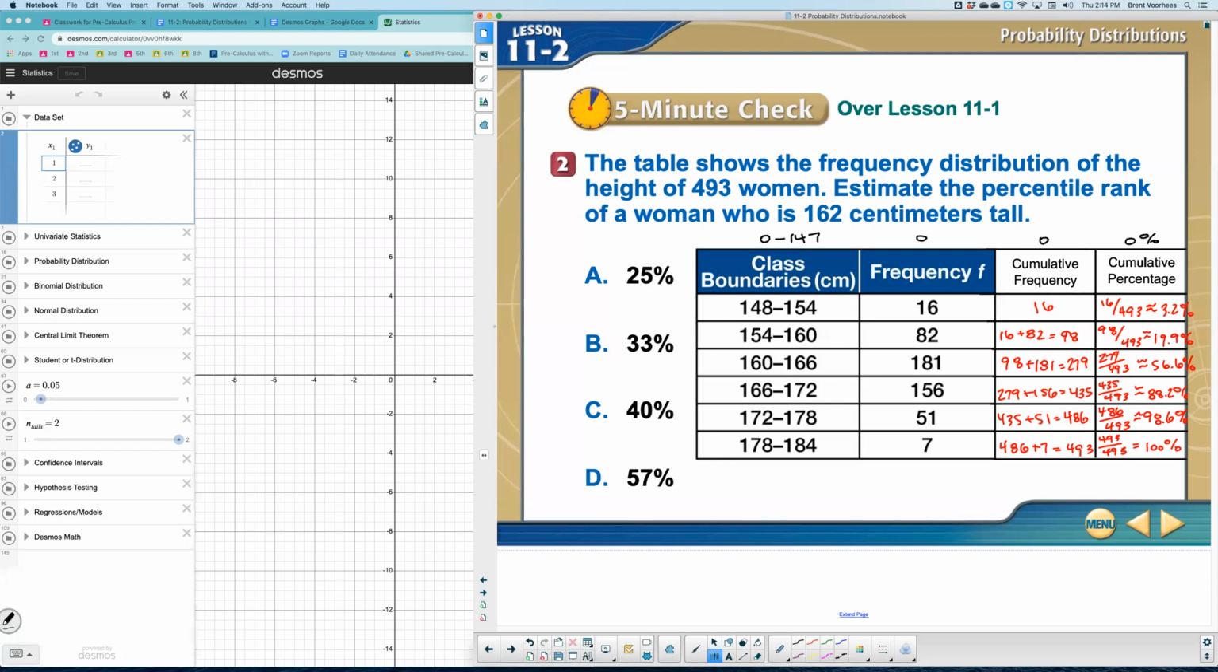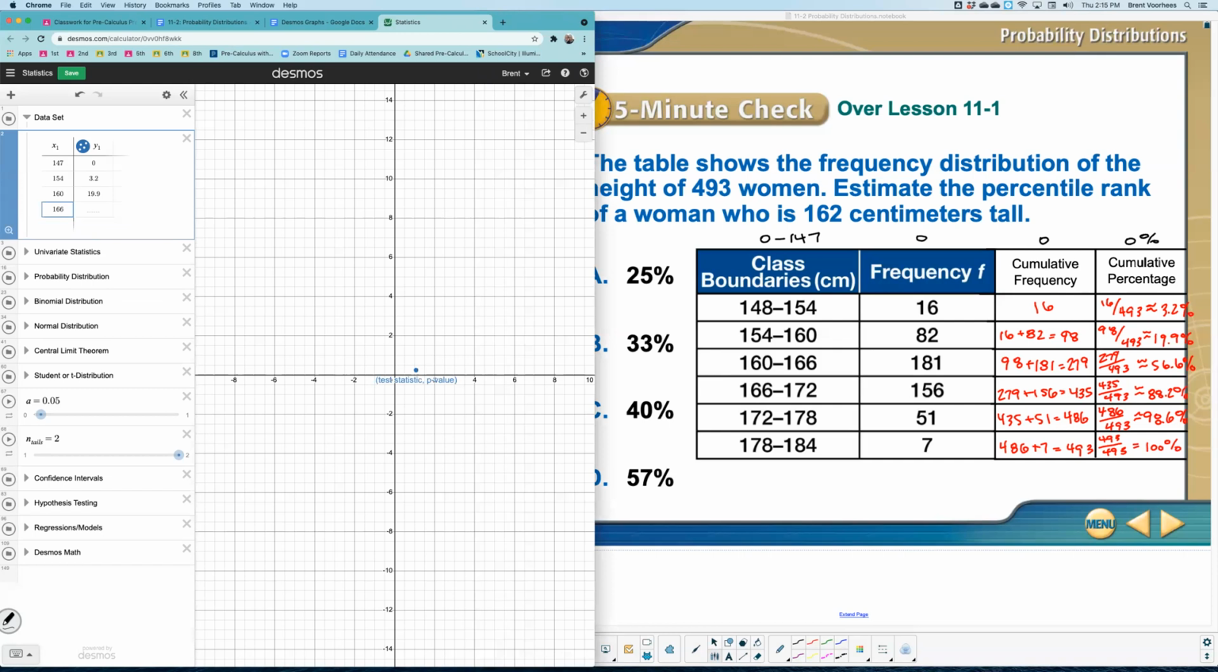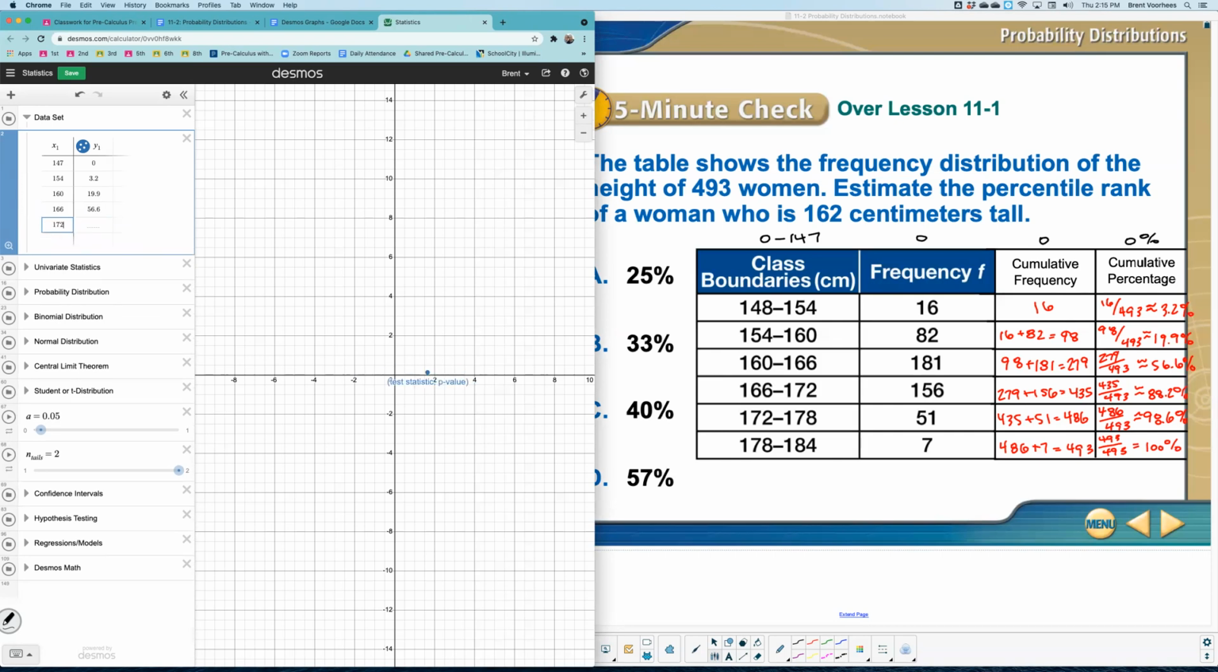And so what I'm going to do, just to kind of get an idea of the graph, is I'll put in, I want to put the right bound on each value. So I'll put 147 at 0. And then the next value would be 154 at 3.2%. Then we had 160, and 160's bound has 19.9%. Then bounded up to 166, we'll take on 56.6. And at this stage, we should be able to get our answer, but I'm going to continue on just so you can see it.